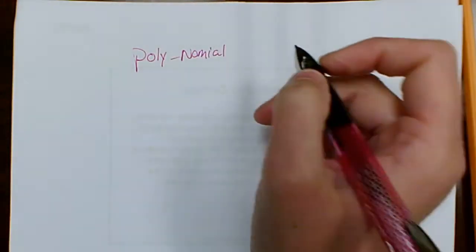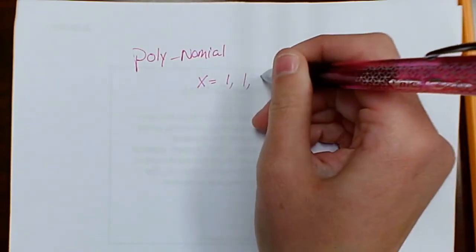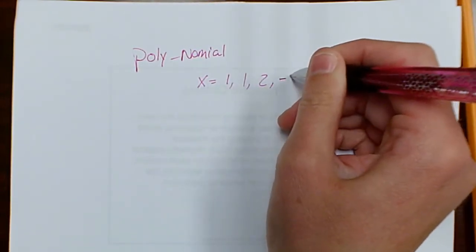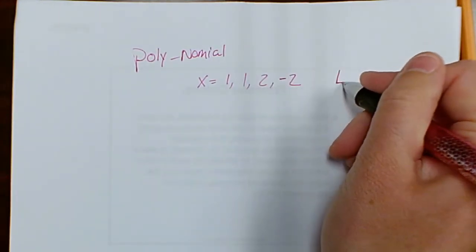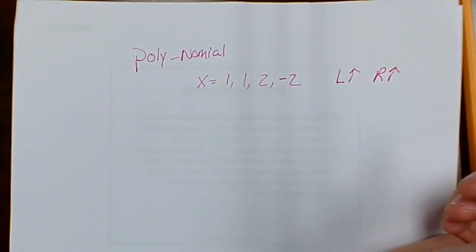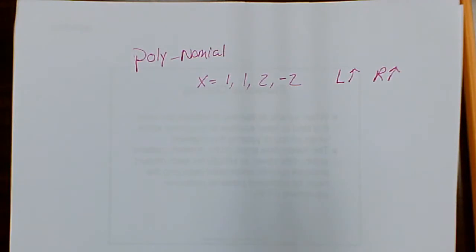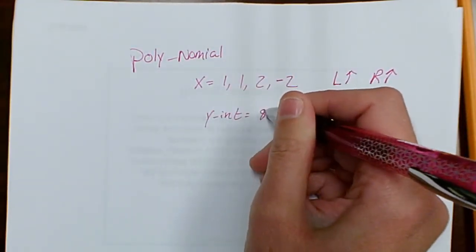Okay, polynomial. And our x's are 1, 1, 2, and -2. Since there are 4 answers, this was a polynomial to the 4th degree. And let's just say the y-intercept was 8.